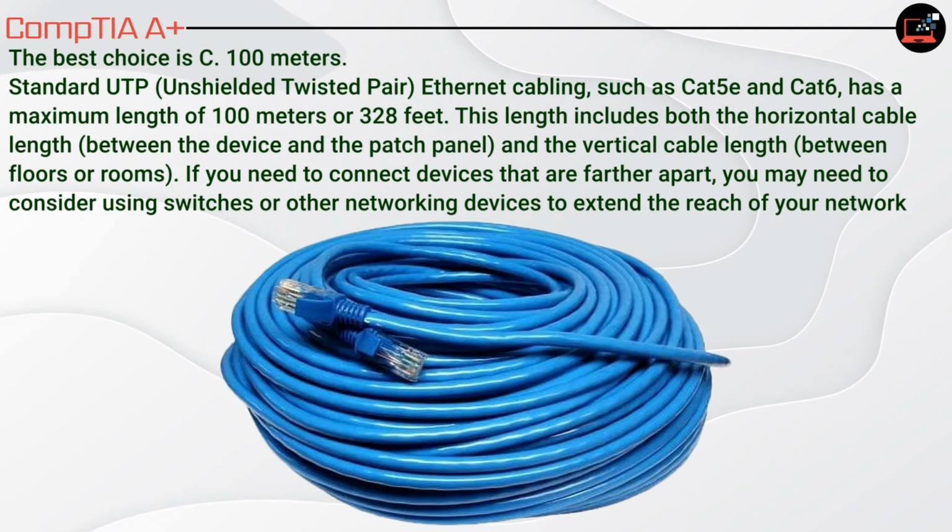100 meters. Standard UTP, unshielded twisted pair, Ethernet cabling, such as Cat5e and Cat6, has a maximum length of 100 meters or 328 feet. This length includes both the horizontal cable length between the device and the patch panel, and the vertical cable length between floors or rooms. If you need to connect devices that are farther apart, you may need to consider using switches or other networking devices to extend the reach of your network.